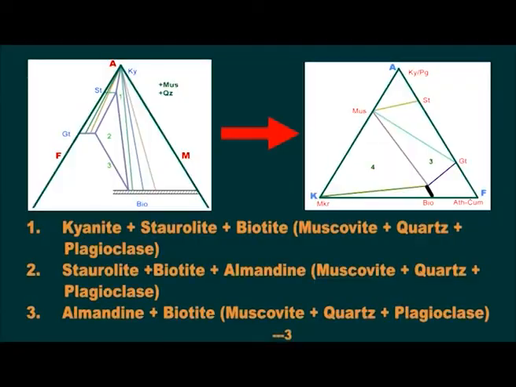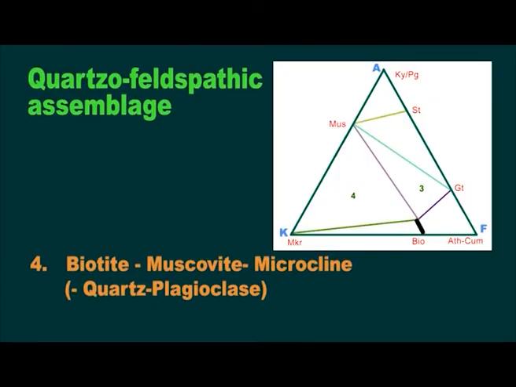Pelitic rocks. Number 1, kyanite plus staurolite plus biotite with muscovite, quartz and plagioclase. Second, staurolite, biotite, almandine with muscovite, quartz and plagioclase. Third, almandine, biotite with muscovite, quartz and plagioclase. Quartzo-feldspathic assemblages. Assemblage 4, biotite, muscovite, microcline with plagioclase and quartz.